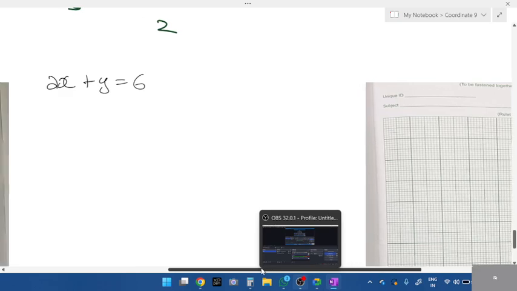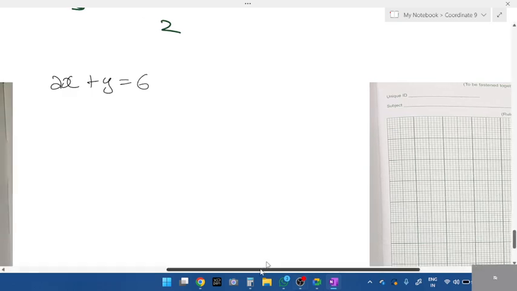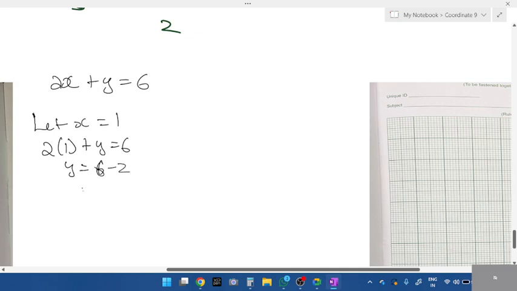We need to draw a line. We need to draw graph for this line given. Next, assume a value, let x is equal to 1. If you take x is equal to 1, substitute. All of you will respond. What's the answer we get? 2 into 1 plus y is equal to 6. y is equal to what? 6 minus 2. y is equal to 4.